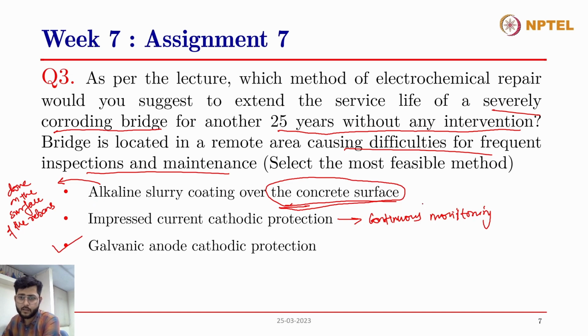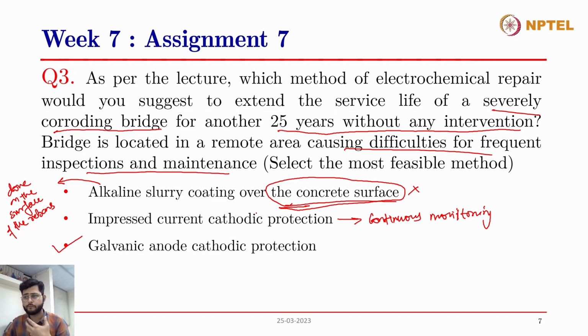The second option was impressed current cathodic protection, or ICCP. As Dr. Satish has already mentioned, and as we have also seen in the lectures, impressed current cathodic protection requires an external voltage to be applied to the anode, let's say the titanium mesh provided inside the concrete, to draw the electrons from the titanium mesh, thereby making it corrode or get oxidized, while providing a reducing environment at the steel rebar location.